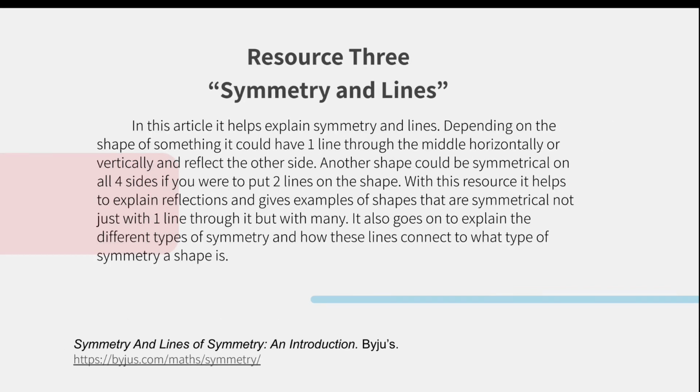Resource 3 is Symmetry and Lines of Symmetry, an introduction. In this article, it helps explain symmetry and lines. Depending on the shape of something, it could have one line through the middle horizontally or vertically and reflect the other side. Another shape could be symmetrical on all 4 sides if you were to put 2 lines on the shape. With this resource, it helps to explain reflections and gives examples of shapes that are symmetrical, not just with one line through it, but with many. It also goes on to explain the different types of symmetry and how these lines connect to what type of symmetry a shape is.